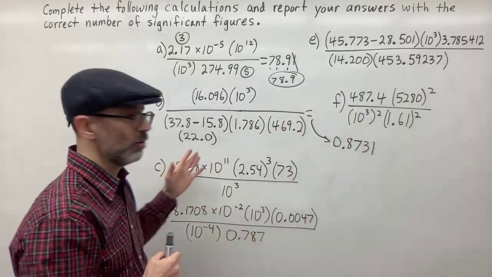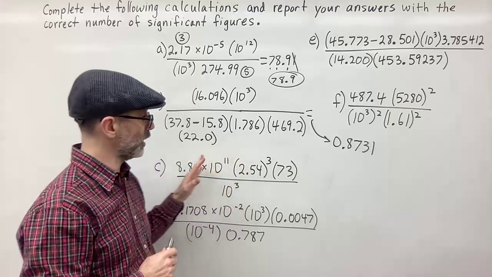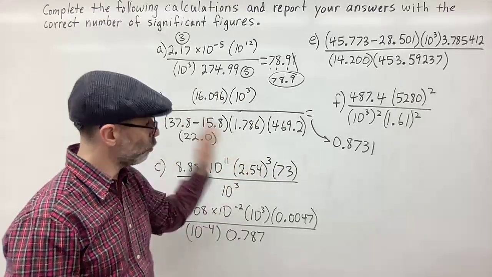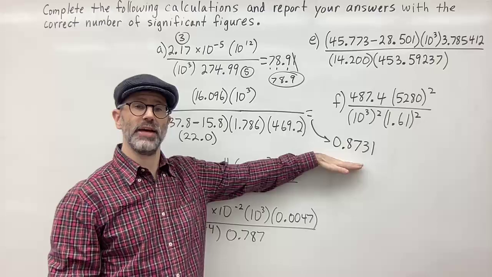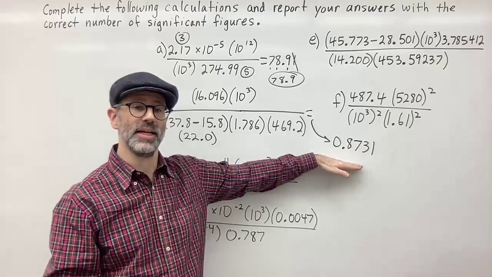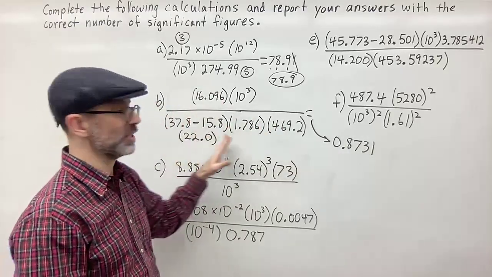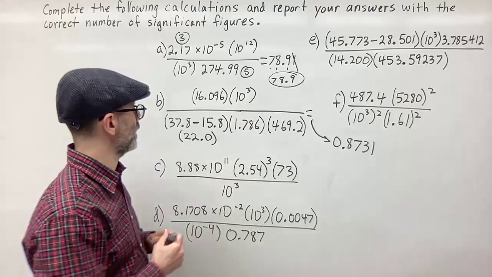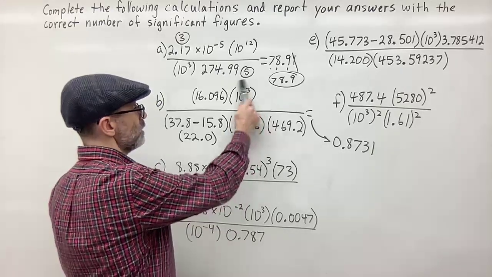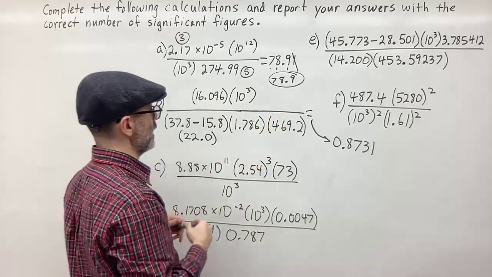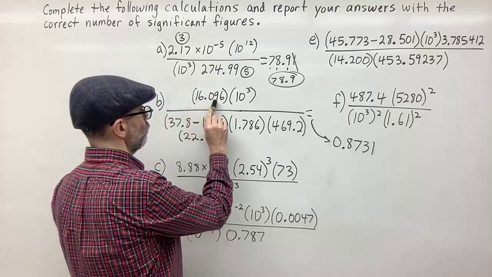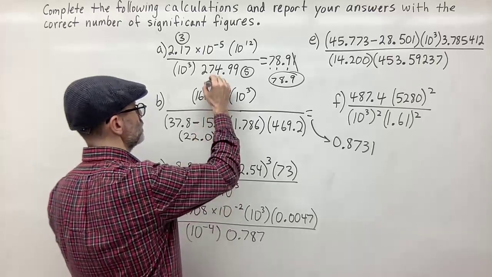Okay, so now I've got to figure out the number of significant figures. So again, when you're multiplying and dividing, the rule is that your answer should have the same number of sig figs as the least number of sig figs in the measurements that you're multiplying and dividing. So again, the powers of 10 are exact, so we're going to ignore that. Here we have 1, 2, 3, 4, 5 sig figs.